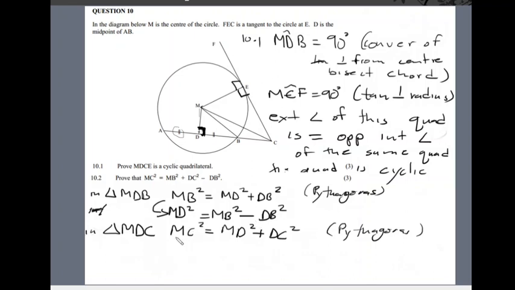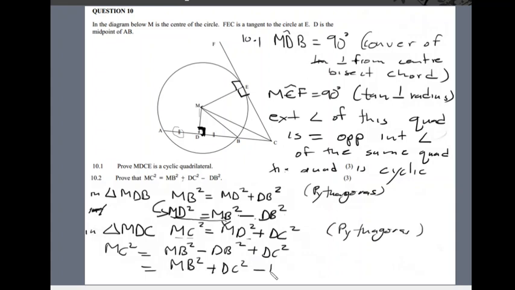So in this equation I can substitute this, right? I can plug it in here and have MC squared equal to MP. In place of MD, I will put MP squared minus DP squared, so minus DP squared plus DC squared, right? So now rearranging, I'll have MP squared plus DC squared minus DP squared, which is what I wanted to prove. So yeah, simple as that.